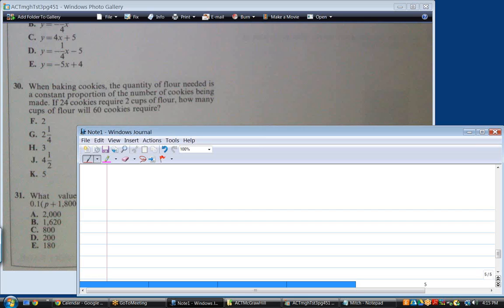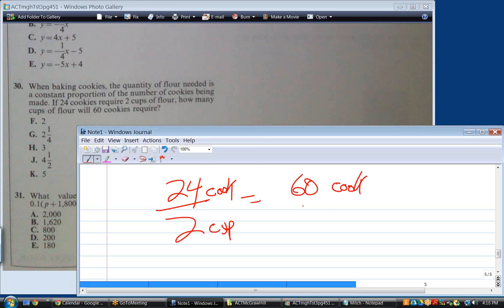It would require 5 cups of flour. Okay. Yeah, this is a ratio problem. 24 is to 2, and maybe it helps if we put the units on there. 24 cookies is to 2 cups of flour as, well, the 60 cookies is on top. That's the advantage of using the units. So there's our ratio. And if you do the math, you get x equals 5.